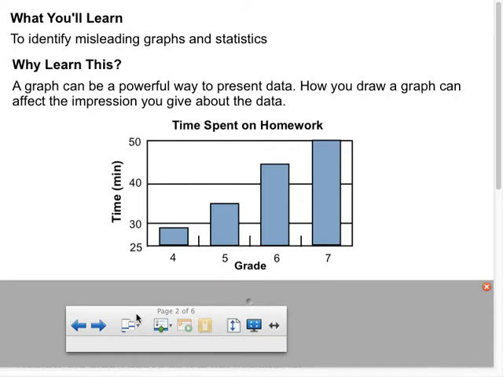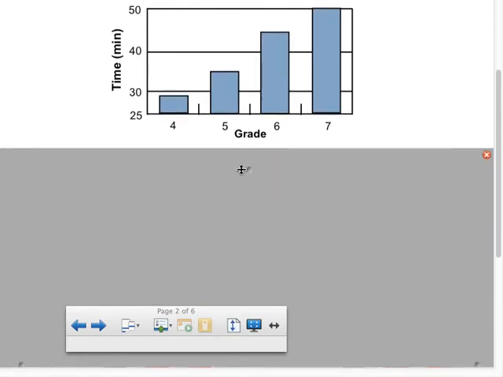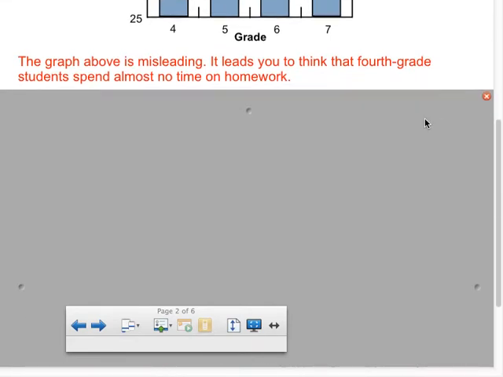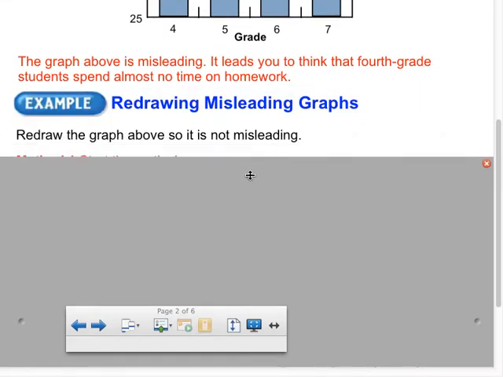Now, there are 2 fixes for this, okay? There's 2 ways we can handle this to fix this graph. Let me go over the 2 ways that you can fix it. Because you're going to be assessed on how graphs are misleading, so you need to be able to identify that. But you also need to be able to say what you got to do to fix it. So here are the ways we fix this. So the graph's misleading. It leads you to think 4th graders don't spend much time doing homework, okay? And redrawing the graph. So let me show you the 2 methods.